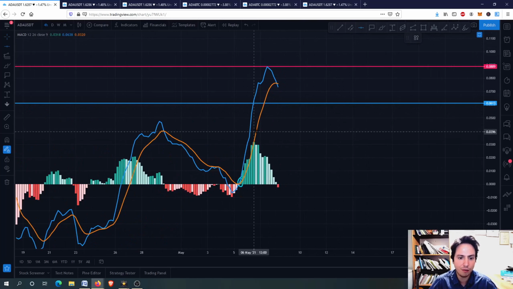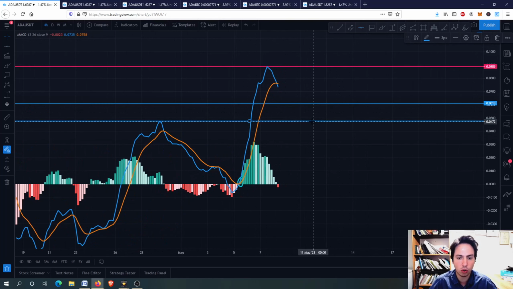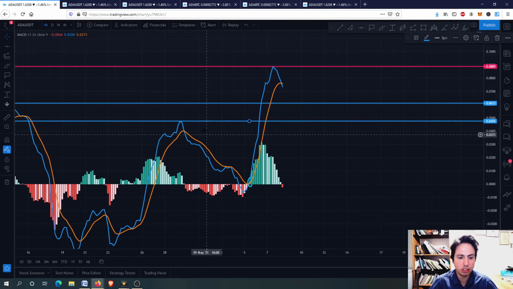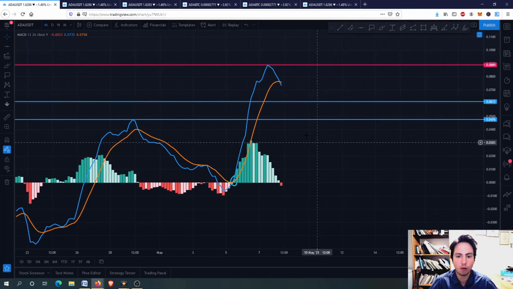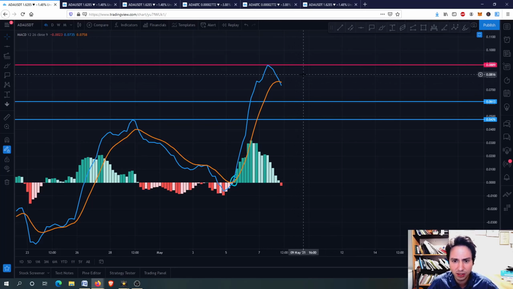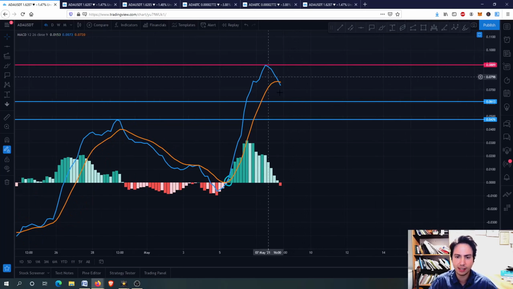And if it can move down, then I expect it to hold at least this position, this support level for the MACD in the 4-hour frame in order to see higher highs and higher lows, and eventually ADA could hit the 1.80 or 1.95. I will explain why later. Right now we have this as our resistance level for MACD.